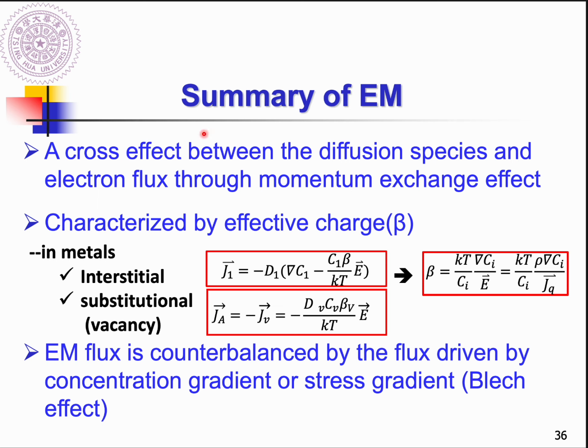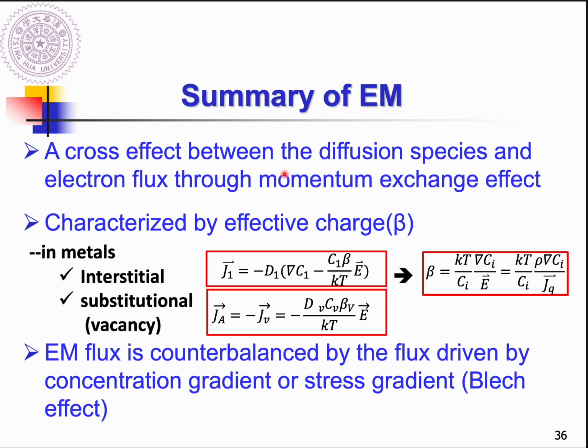Okay, let me give you a summary of electromigration. What is electromigration? Actually, it is a coupled effect between the diffusing atoms and the electron flow through momentum exchange. And in order to deal with this kind of electromigration phenomenon, first of all, you need to identify what kind of material you are dealing with.